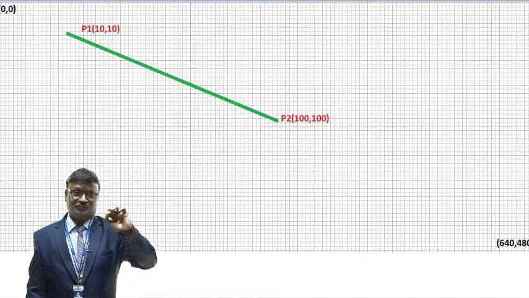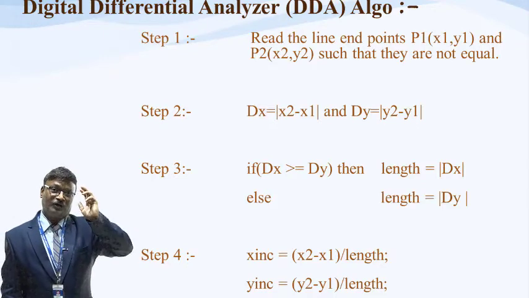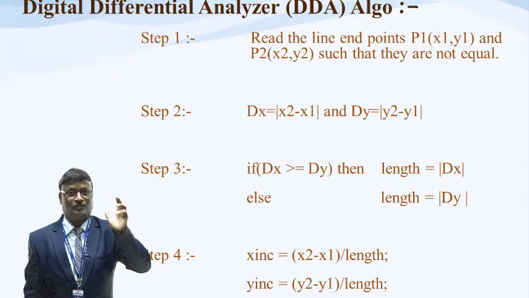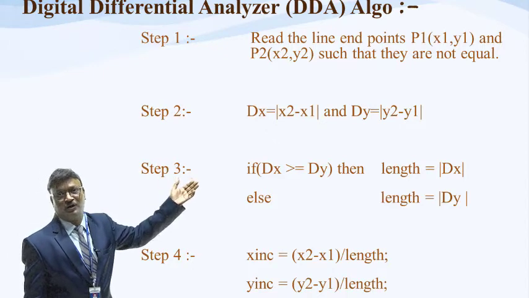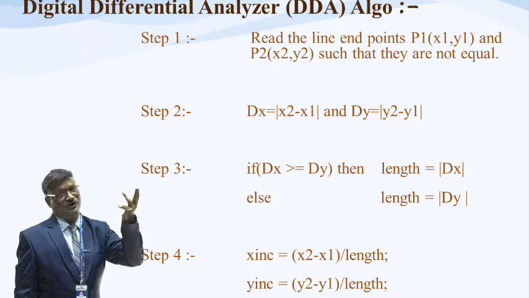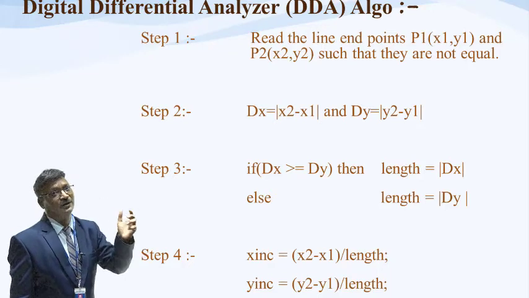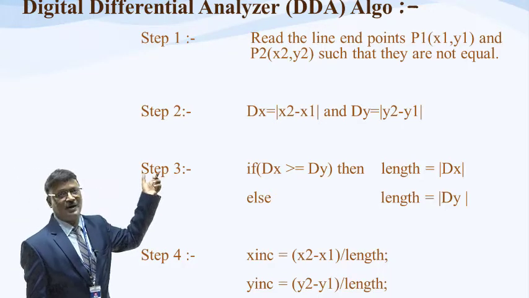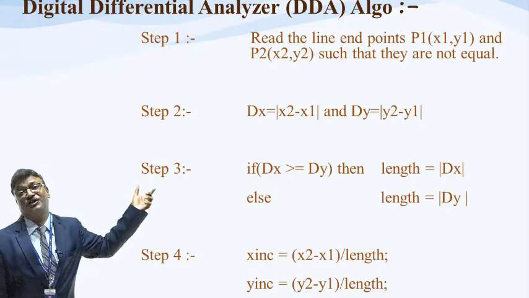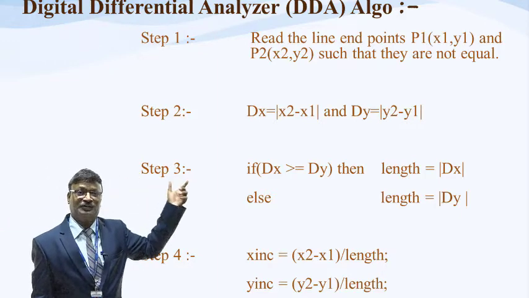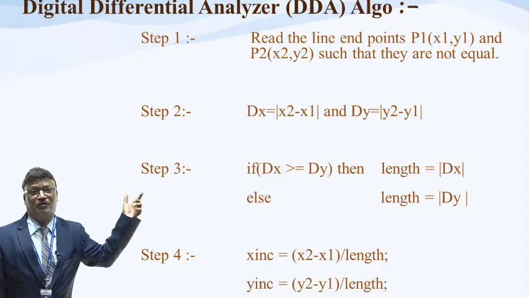First of all, let's see how to read these points. In step 1, I read the point x1 y1 and the point x2 y2. Next step is that you have to calculate the length. For this I am considering the DDA line drawing algorithm, which is called the digital differential analyzer line drawing algorithm.